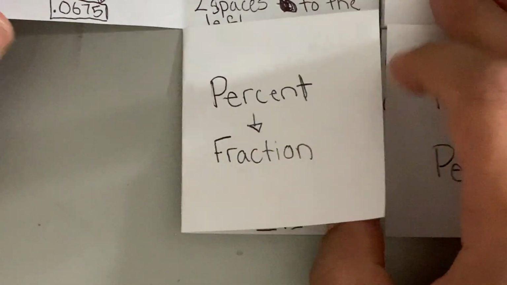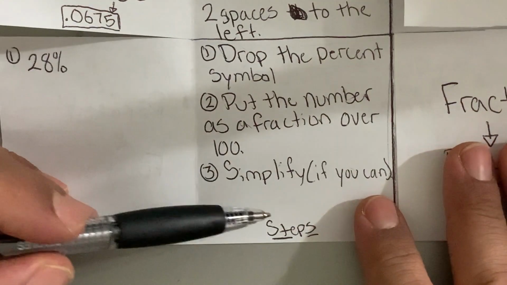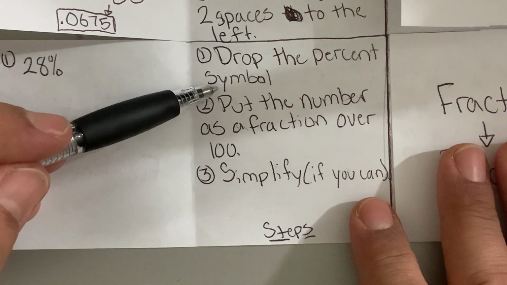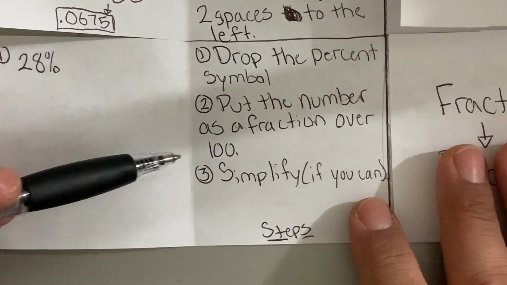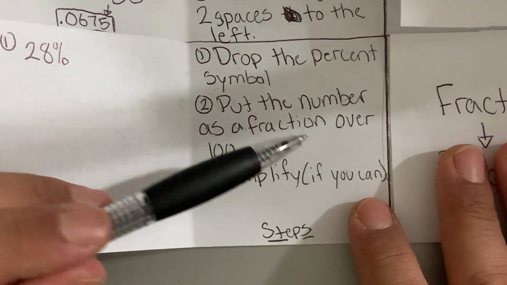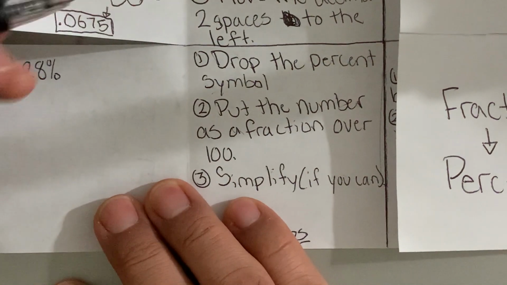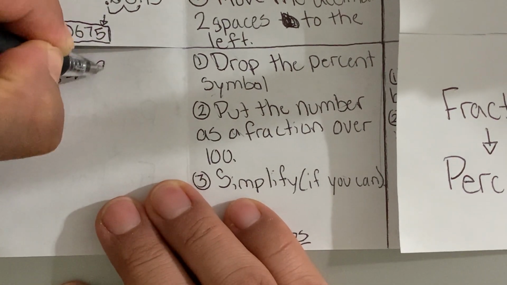Percent to fraction. Here are the steps. I put the steps down here instead of up here, I know. You're going to drop the percent symbol. You're going to put the number as a fraction over 100. Then you're going to simplify, if you can. All right. Again, nice and easy. It doesn't want to be a percent anymore, so we're going to drop it. So it's going to be 28.